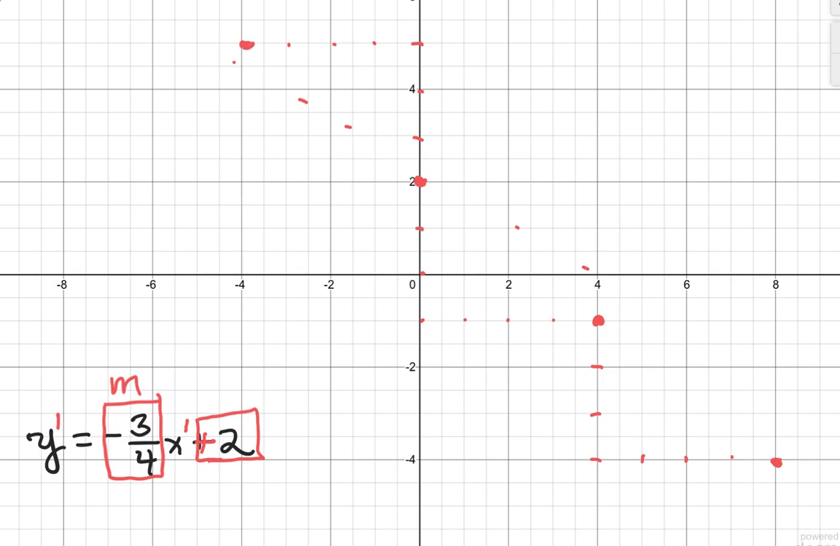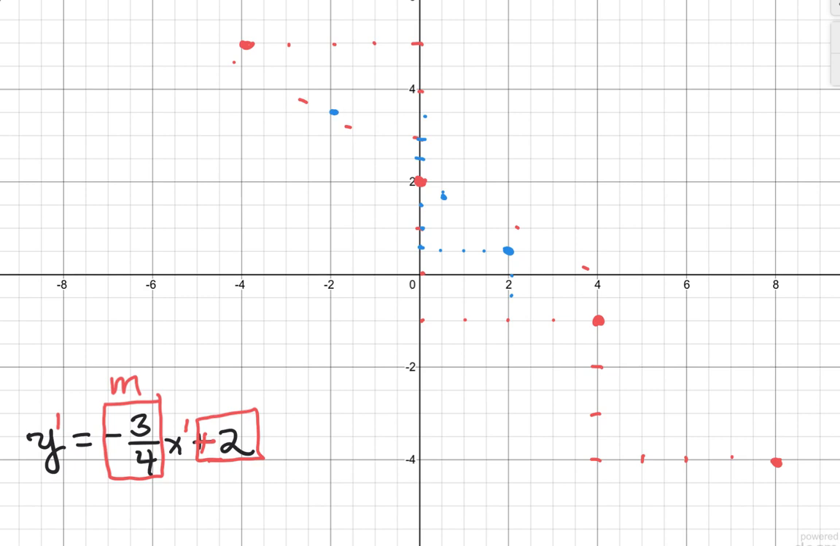I'm counting by 2s, but it doesn't really matter what I count by as I graph these. I could count these little boxes and go down 1, 2, 3, and over 1, 2, 3, 4, and I still end up on that same line. I could go down 3/4 and over 1, and I'd still end up on that same line, or up 3 and over 4, and I still end up on the same line.